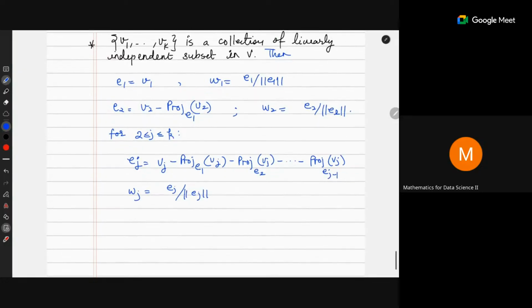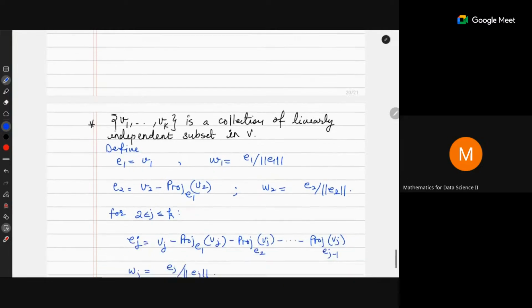All right. So define this as this. Then the collection E1 up to Ek is an orthogonal set, and W1 up to Wk is an orthonormal set. All right. So this completes the Gram-Schmidt process in general.